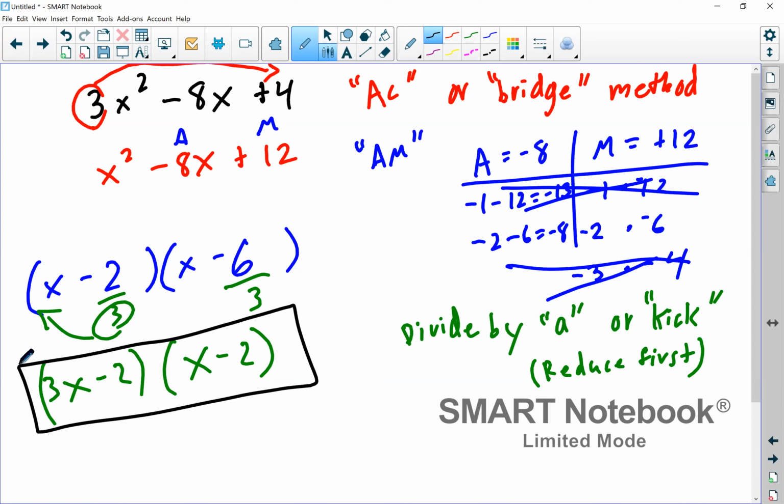If not, I will show you the other form of the method. And honestly, the choice is yours. I personally prefer this method. I think it's just easier to visualize and do. Some people prefer the other method.